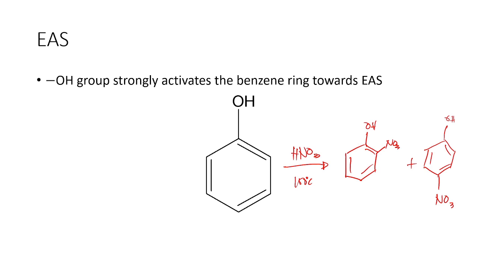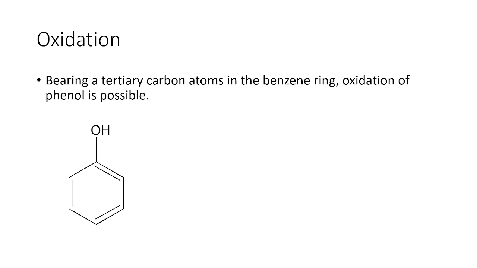Okay? And for the last reaction, we have here oxidation. For oxidation, bearing tertiary carbon atoms in benzene ring, oxidation of phenol is possible. Actually, ideally, for the reaction of phenol, if we have an oxidizing agent, say we have their RO, this will actually favor the formation of what we call a para-benzoquinone. So ano ba yung itsura ng tinatawag nating para-benzoquinone?